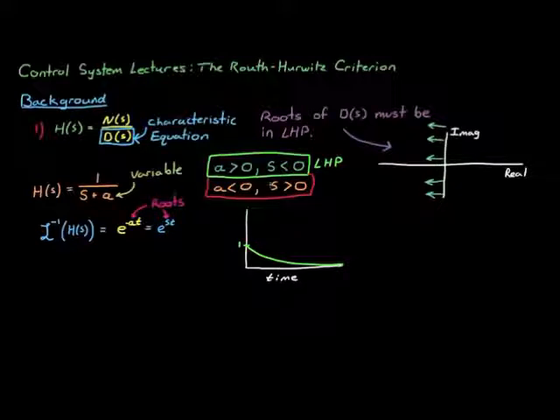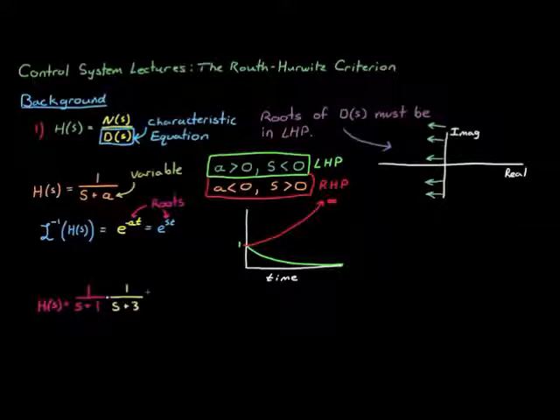However, if a is negative, or the root is positive, then the response will blow up into infinity, which is obviously unstable. Now we can stack any number of these poles up to produce a transfer function of higher order.